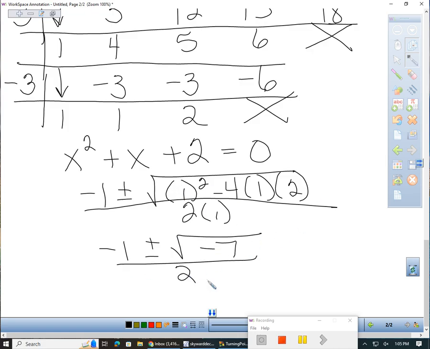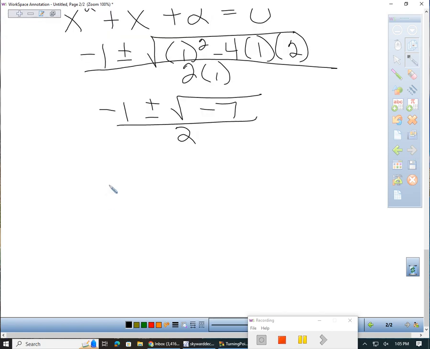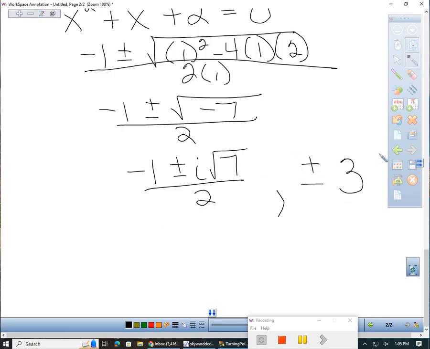all over 2. What's the only thing that can come out of that square root? So that means I have negative 1 plus and minus i root 7 all over 2. And what other two answers did I have? What ones did you find me in the beginning? Plus and minus 3. So this is a total of 4 of them that I had to find for this problem.